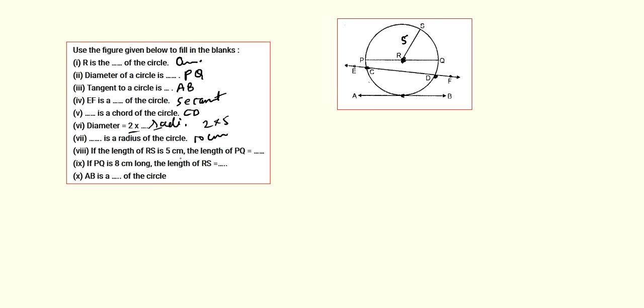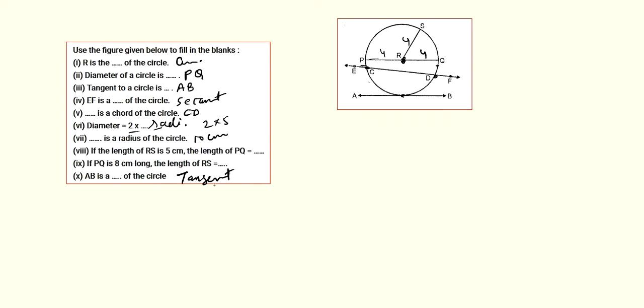If PQ is 8 centimeter long, what is the length of RS? In PQ, R is your center, so P and Q total 8. So this will be 4 and this will be 4. Radius PR, RS, RQ, these all are the same. That means RS will be 4. Then AB is a blank of the circle. As you can see, AB touches the circle at an outer point. So AB is a tangent of the circle. So question number 1 is solved.